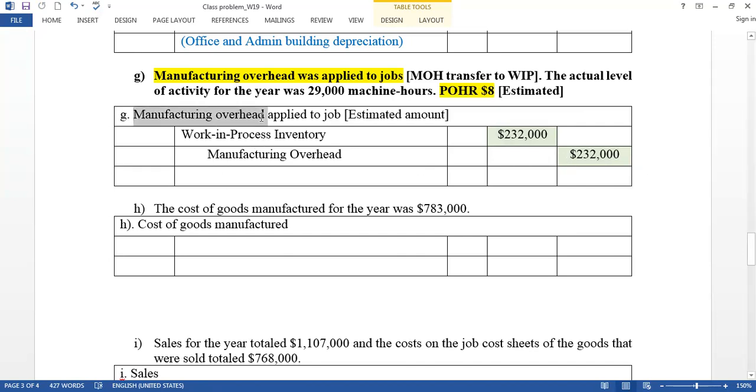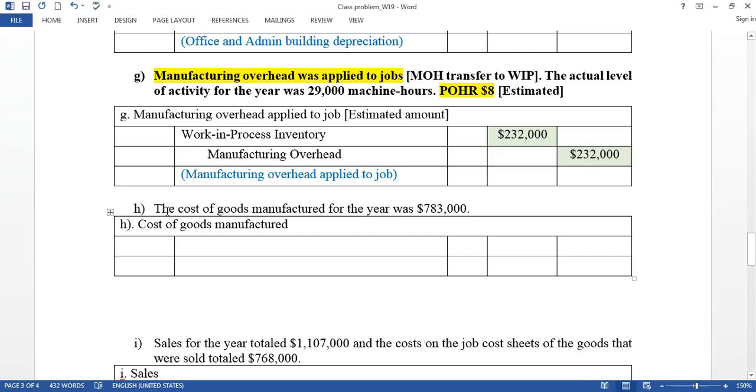So this is the narration, manufacturing overhead applied to job. And you should remember that when the question tells you manufacturing overhead applied to job, you should understand that the meaning is manufacturing overhead transferred to work in process. And when we transfer manufacturing overhead to work in process, we should find an estimated number, because we cannot wait for this number until the end of the year. So that's why we use an estimated number.